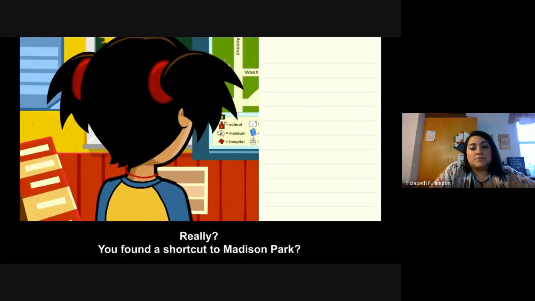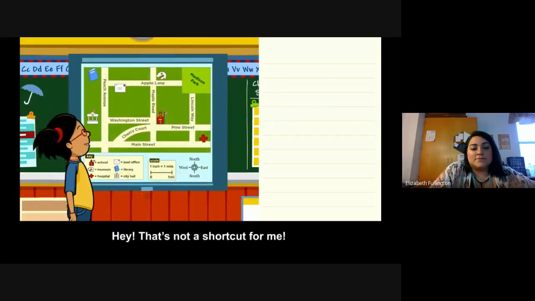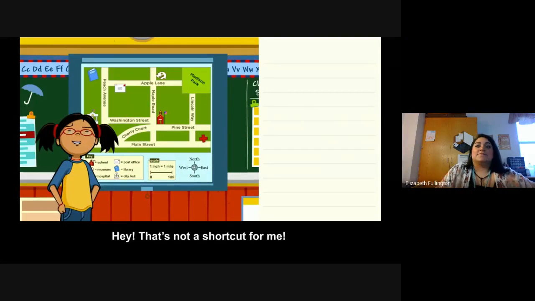Really? You found a shortcut to Madison Park? Hey, that's not a shortcut for me.